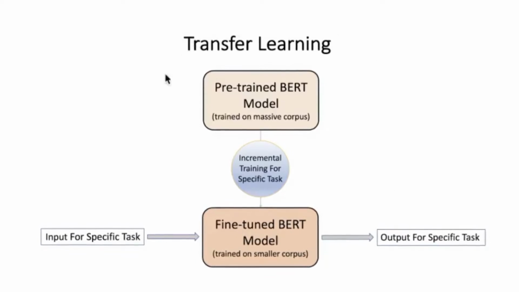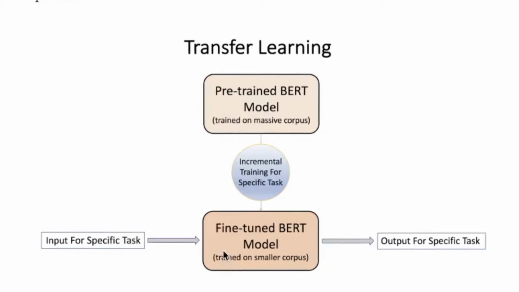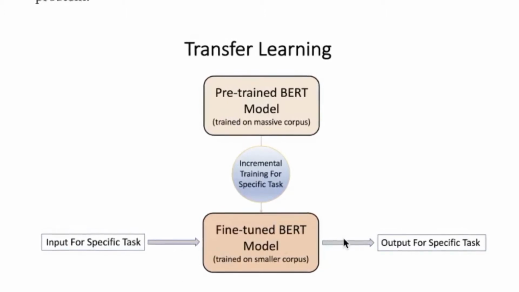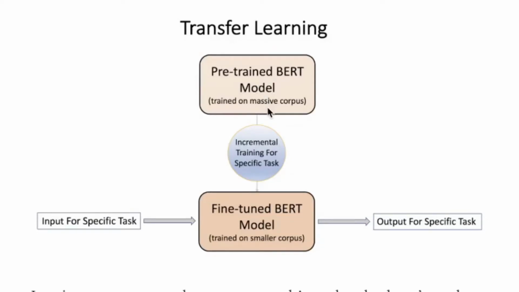So transfer learning has two parts. One is pre-training and the other is fine-tuning. Pre-training can be done on a huge corpus or huge data set so that it has a good idea about natural language, and then you can fine tune on the specific task such as classification or question answering, which we will go through.